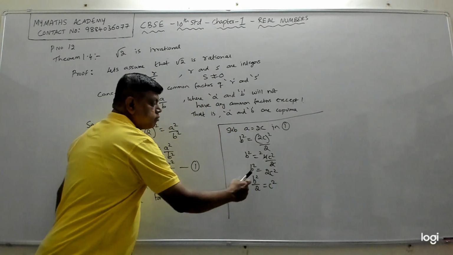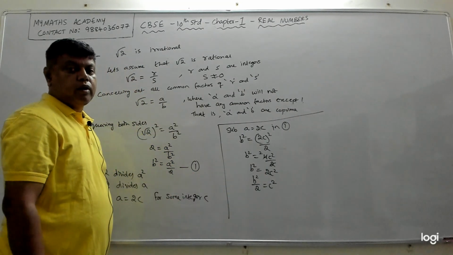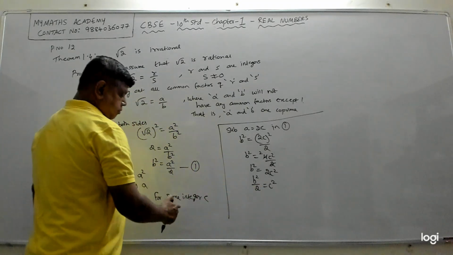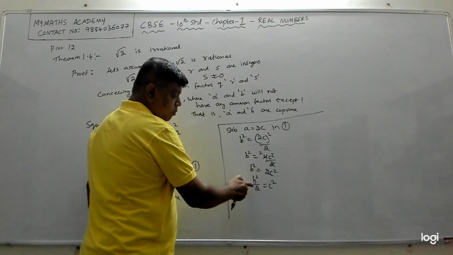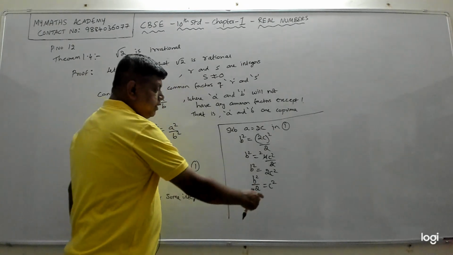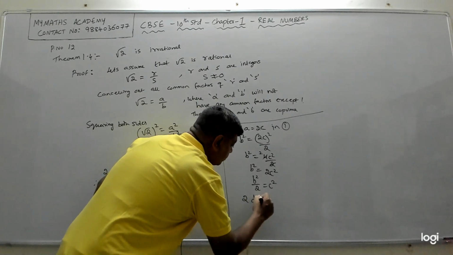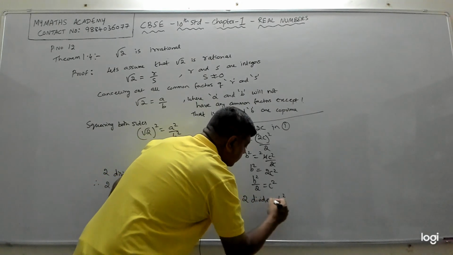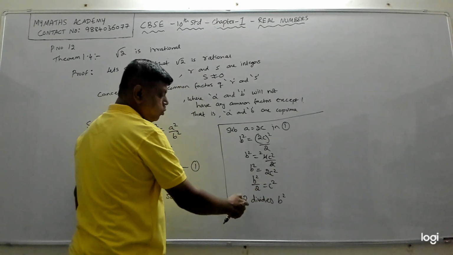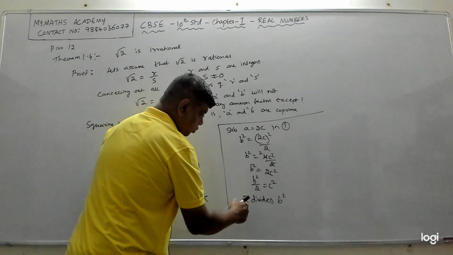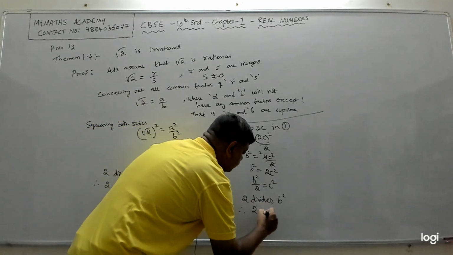This 2 will go to the denominator. Now b square by 2 is c square, which means what? c is an integer. When c is an integer, c square is also an integer. So when b square is divided by 2, we get an integer, which means 2 divides b square. Because b square by 2 gives you an integer. Therefore by the earlier theorem we can say 2 divides b.